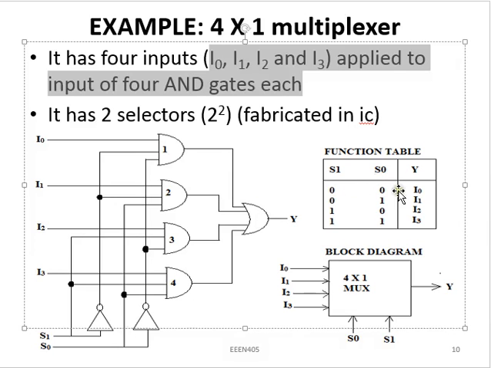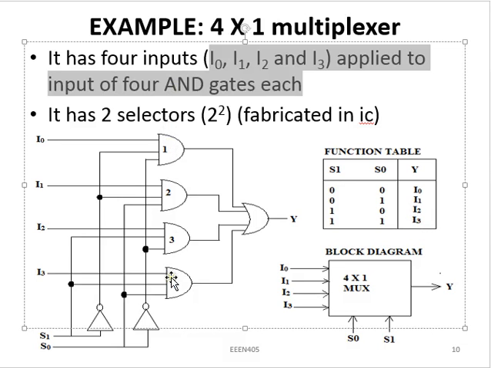This is our function table. It is the table that will tell us the combination of our selectors that will activate one of the 4 inputs. Since we have S0 and S1, it means we have up to 4 combinations, 2 raised to power 2, which are 00, 01, 10, and finally 11. As you can see, it is designated in such a way that 00 is for I0, 01 is for I1, 10 is for I2, and 11 is for I3.